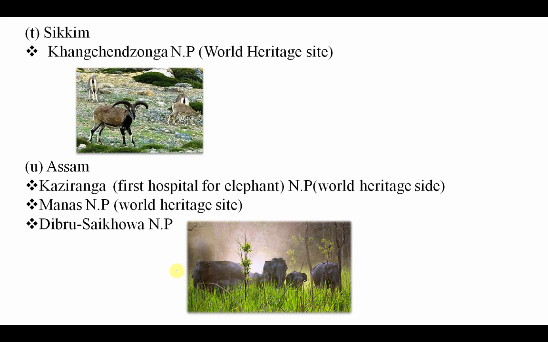And Sikkim, let's go to the northeast part of the nation. Now Sikkim has a very important national park and it is also a World Heritage Site, that is the Kanchenjunga National Park. It is in Sikkim.